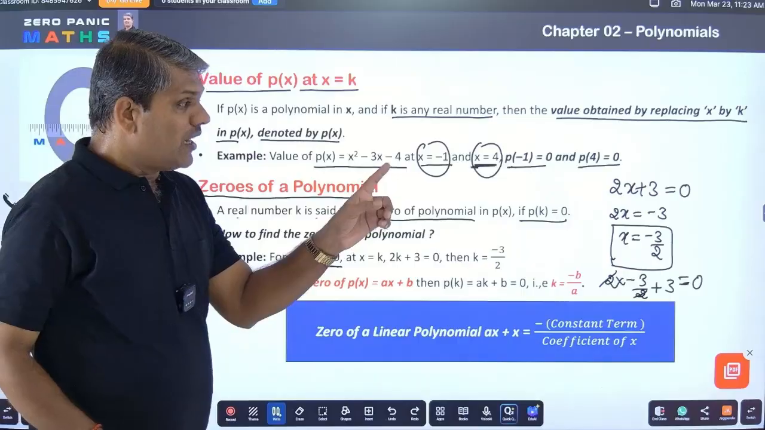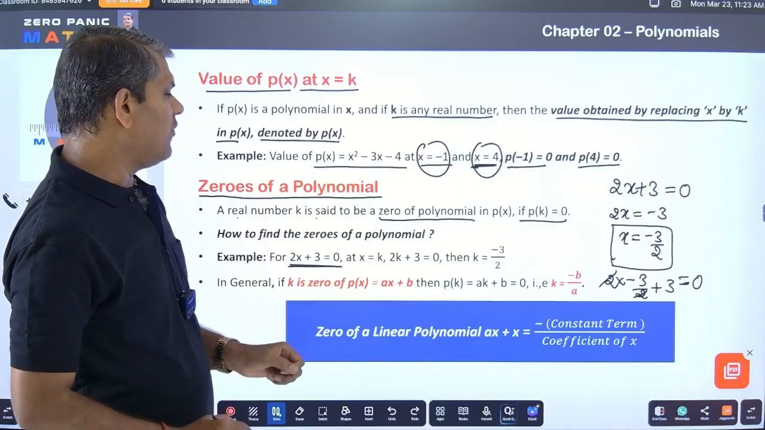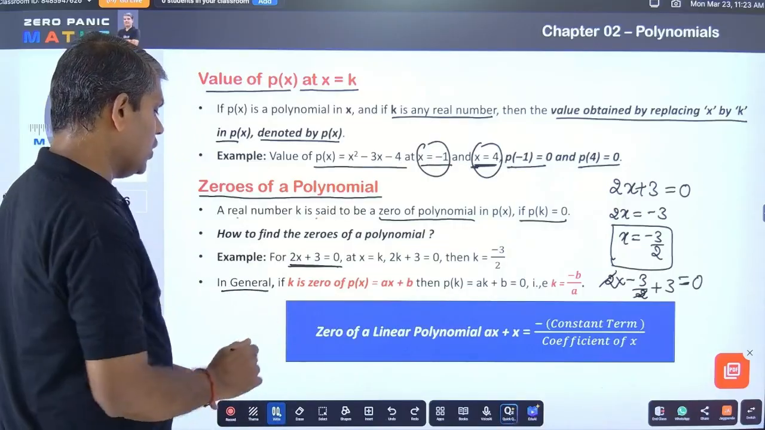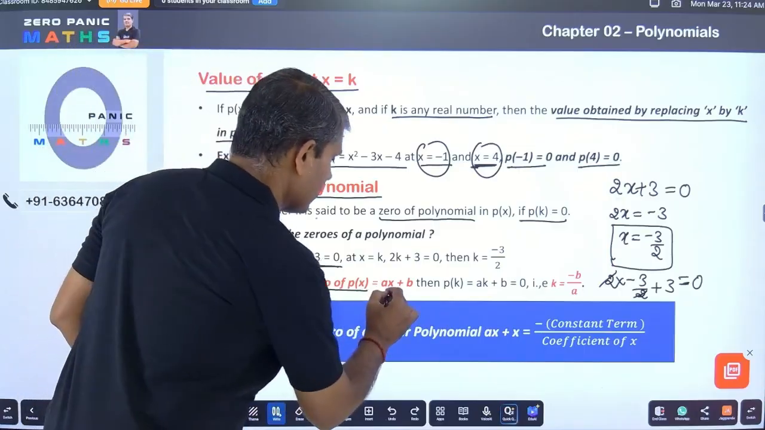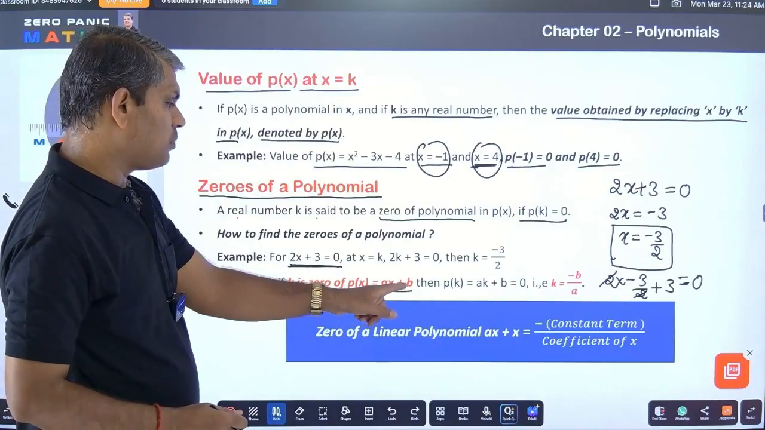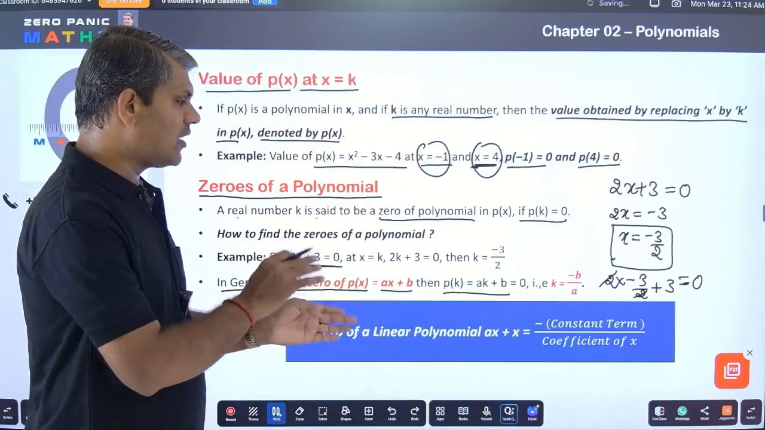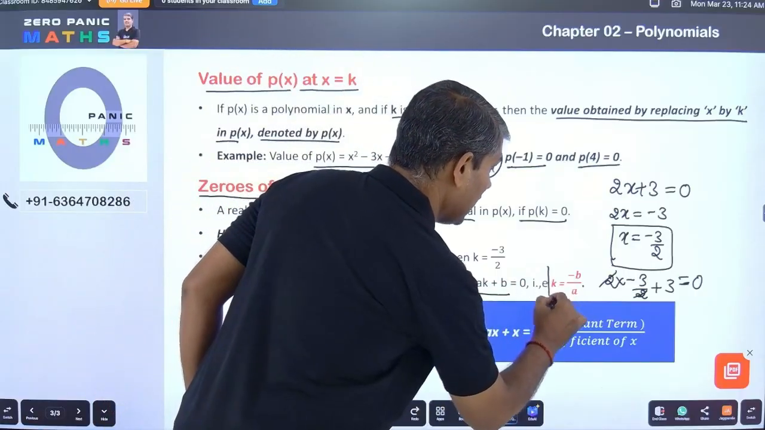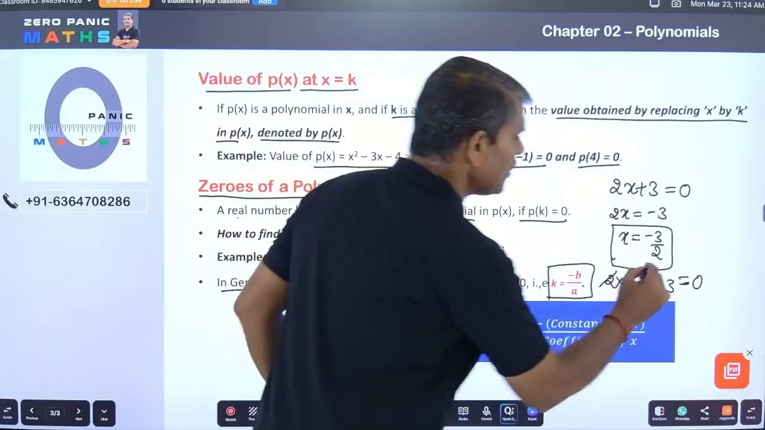Now by finding the zero of a polynomial in this way, you have actually defined one important feature. In general, observe this carefully: if k is a zero of p of x, which is equal to ax plus b, a linear polynomial only we are defining, then p of k is equal to ak plus b. We are just replacing x by k and equating that to 0. Then the k value is always going to be minus b by a.